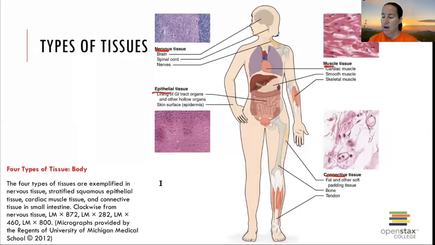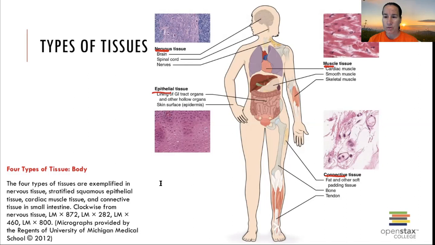Nervous tissue is just like it sounds. It is going to be the neurons and their associated helper cells, the glial cells, that help with communication. Your central nervous system and your peripheral nervous system, all those neurons and their helper cells are nervous tissue.